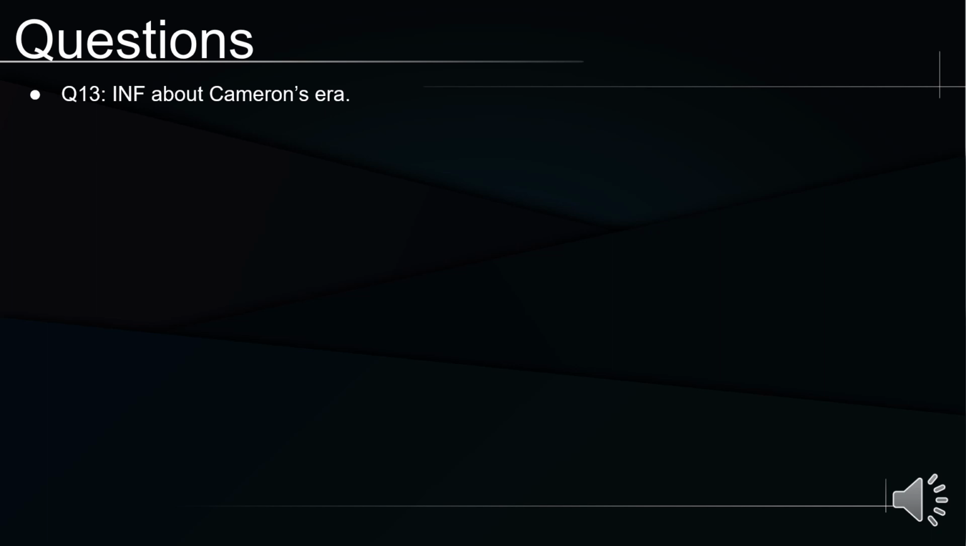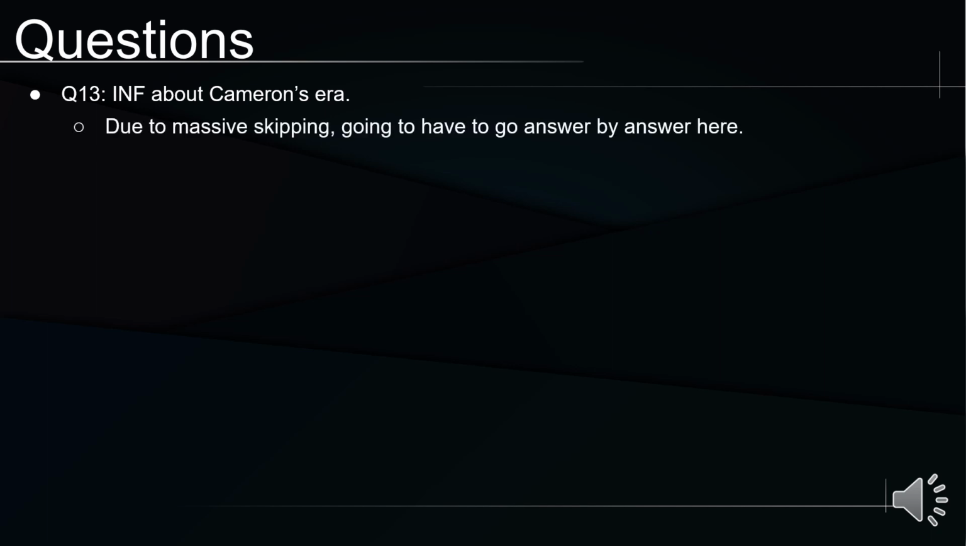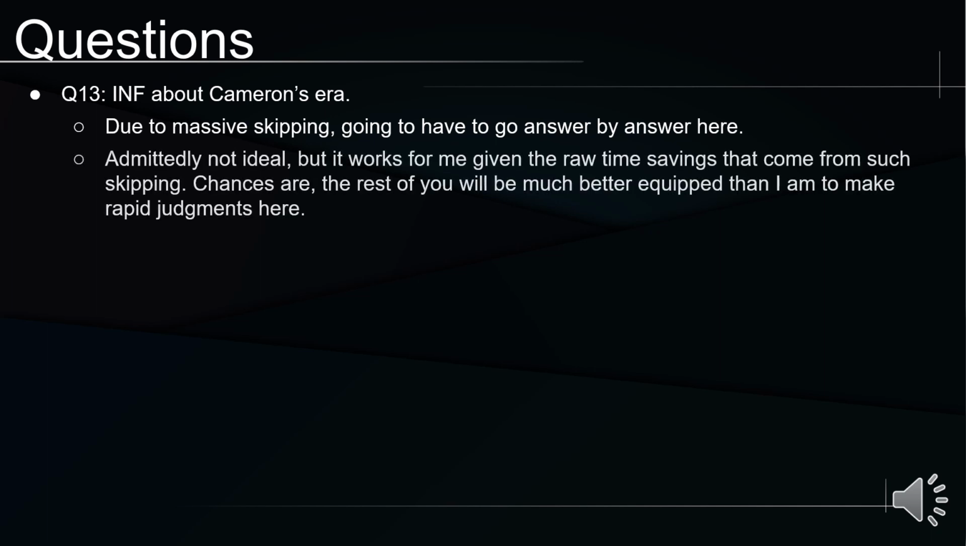And so 13 is another inference. This one is about Cameron's era, which is the Victorian era. And again, in case you missed it, not only is Rylander, who we're told is another Victorian artist and contemporary of Cameron, but the little 2-line introduction above the passage proper also identifies Cameron as a Victorian era person. So due to massive skipping, I'm going to have to go answer by answer on this one.